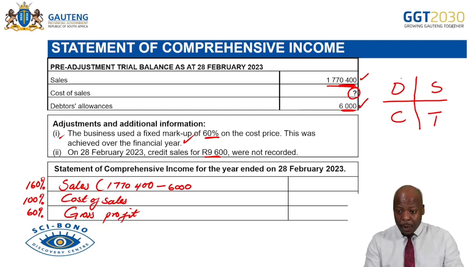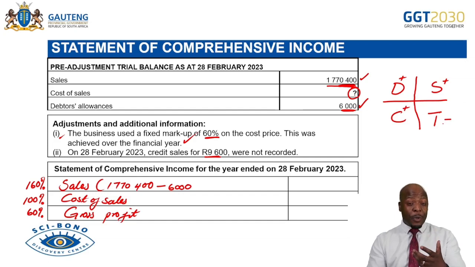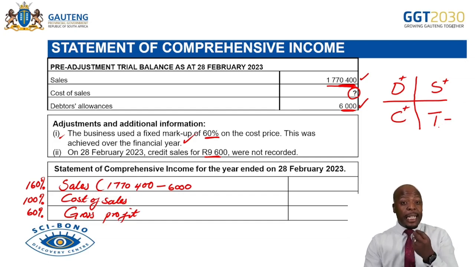On your debtors, it's going to be a plus. On your sales, it's going to be a plus. On your cost of sales, it is also going to be a plus. On your trading stock, it's a minus. Okay, I'm going to say that again. Whenever you sell goods and it is not recorded, you consider your diskette: debtors control, sales, cost of sales, and trading stock. And then the signs will be plus, plus, plus, minus.